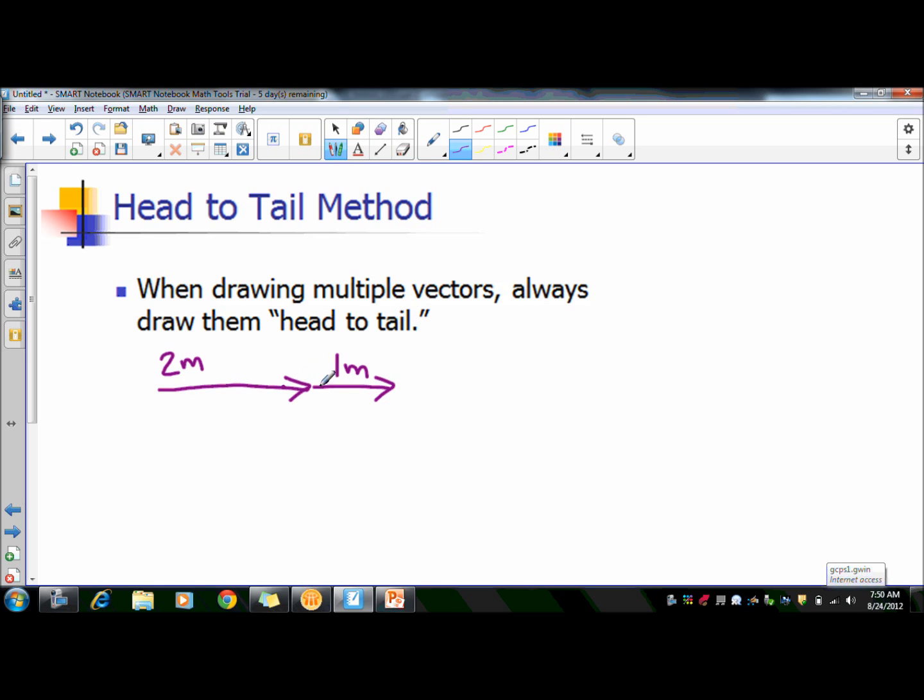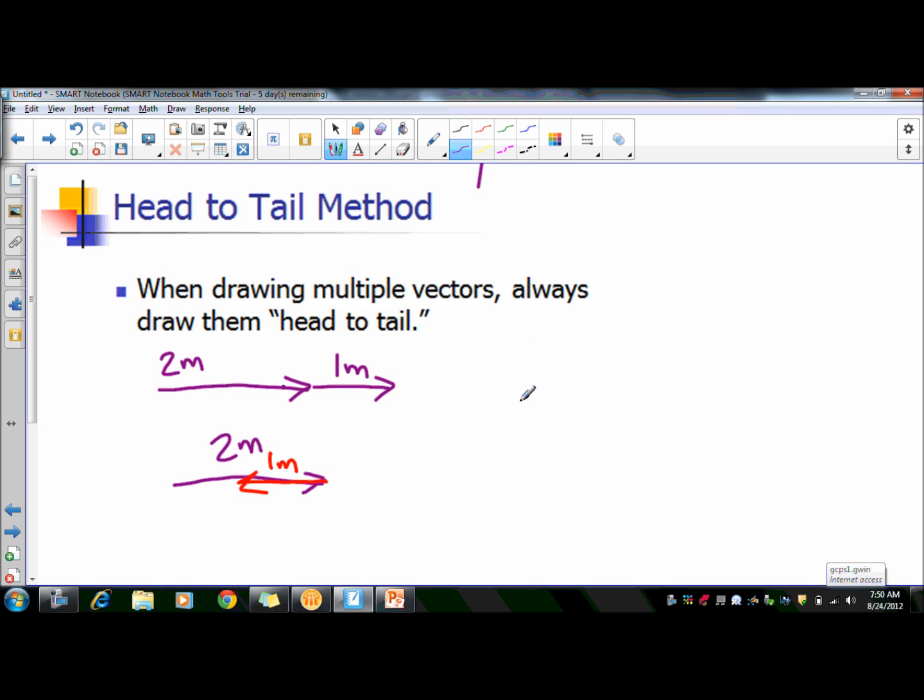So head to tail. Let's say we had them going in opposite directions now. Here's 2 meters going to the right. And if we had 1 meter, but now going to the left, at the head of this arrow, I'll use a different color, we would have an arrow going to the left, 1 meter. So 2 meters to the right, now 1 meter to the left. Again, head to tail.